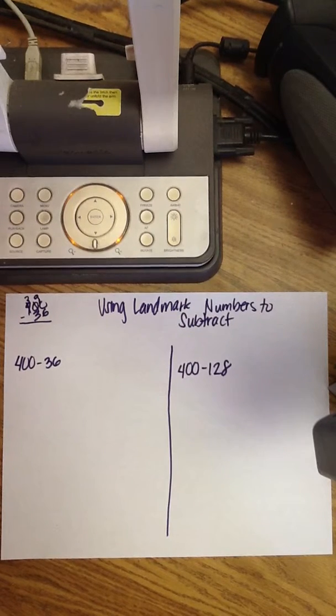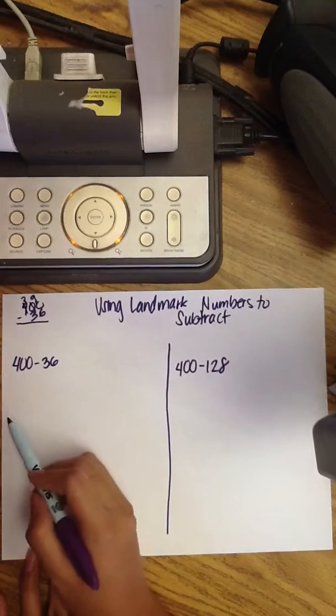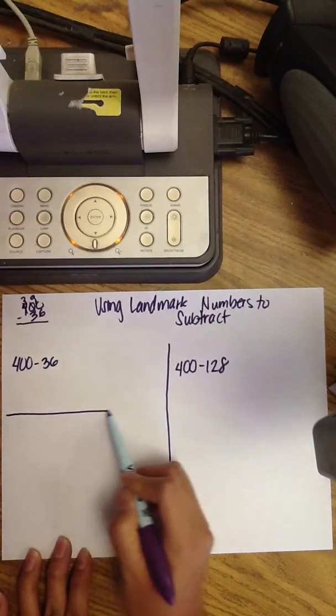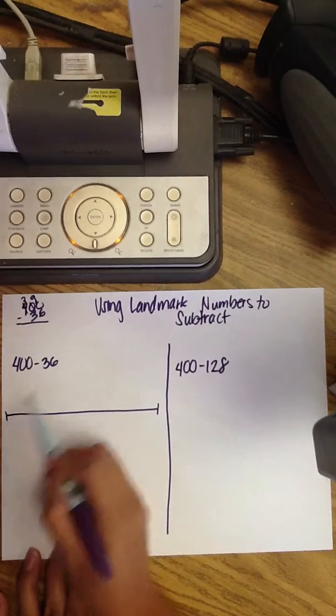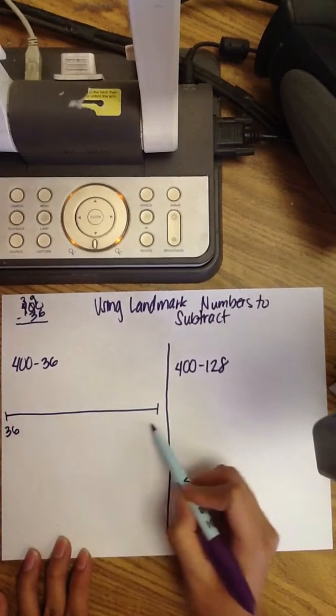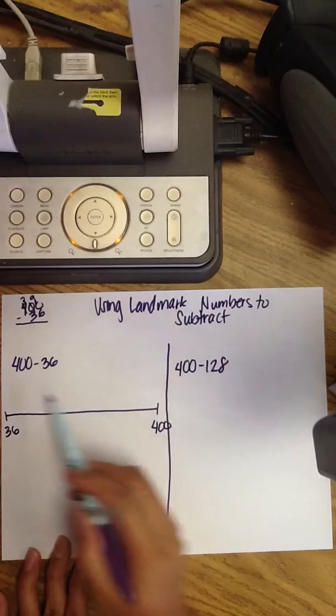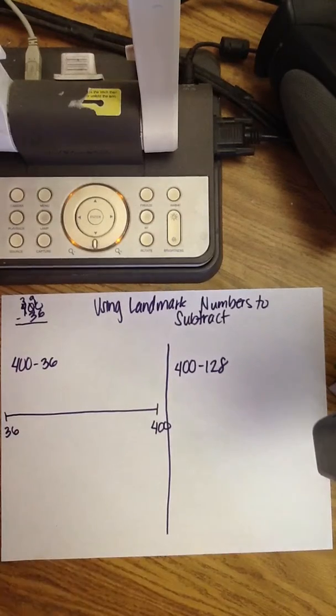One of them is using a landmark number. And a landmark number is just an easy number to work with. What we're going to be using as landmark numbers are multiples of 100. So to find the difference, we've always used the number line. And we're going to start with 36, and we need to get to 400 because they know that the difference is the distance between two numbers.